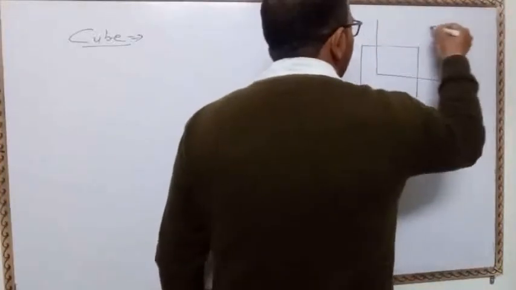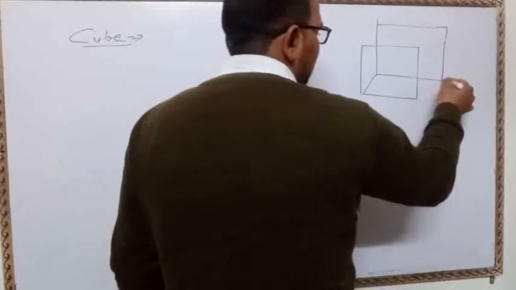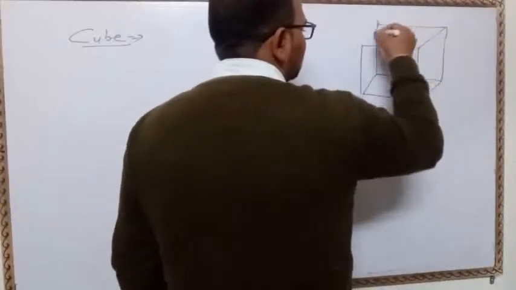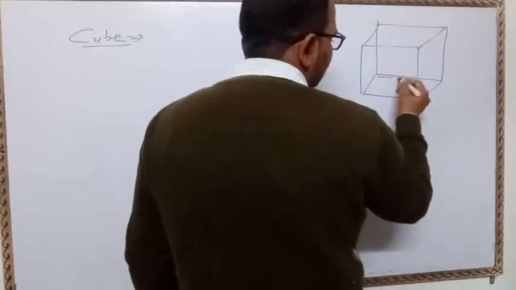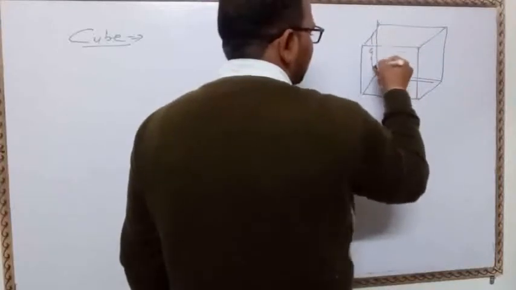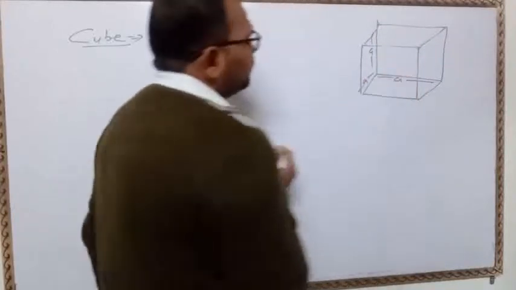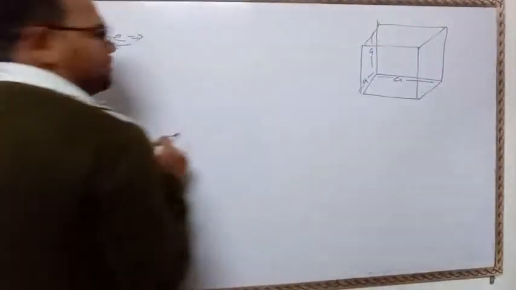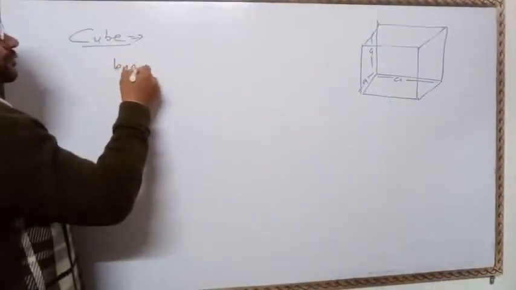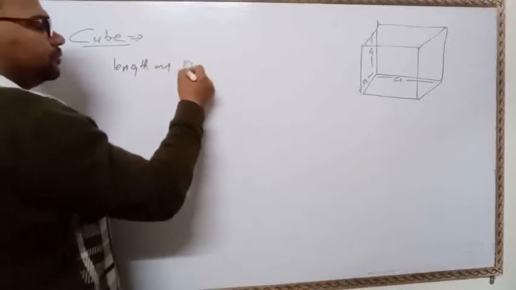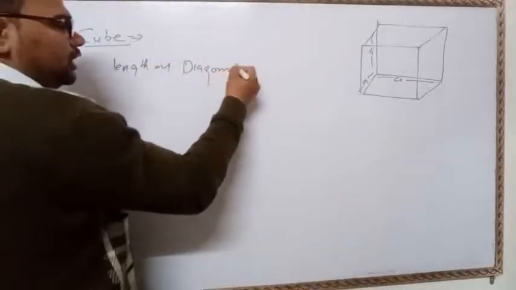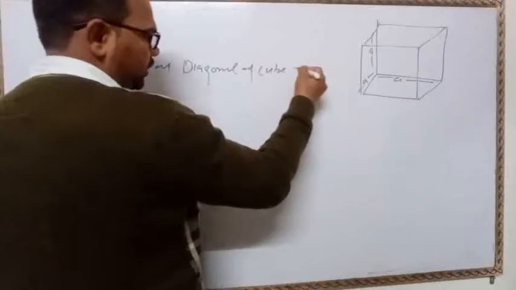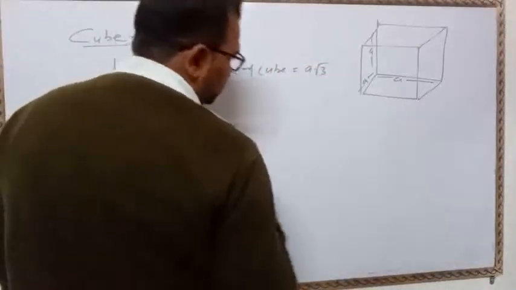Cube has a square base and height is a. Suppose it is a, it is a, it is a. So first, what is the length of the diagonal of a cube? Length of diagonal of cube is equal to a root 3.